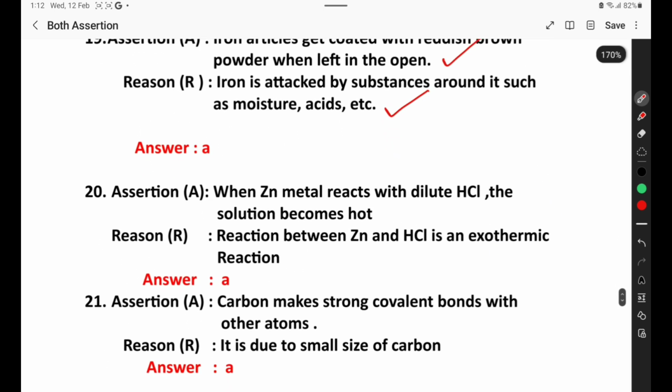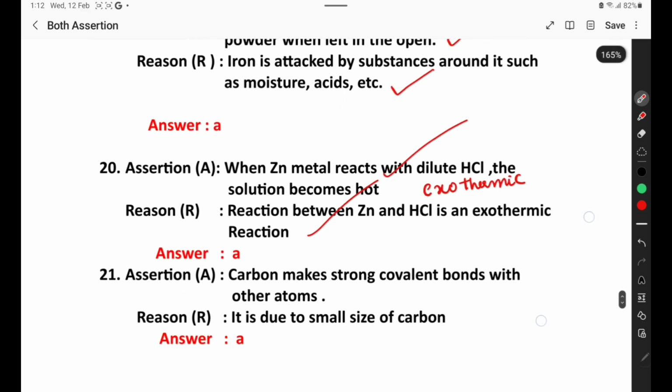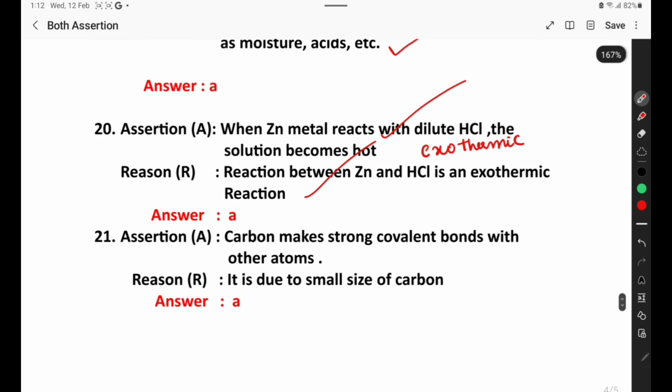Then, when zinc metal reacts with HCl, the solution becomes hot. We know the reaction of zinc with HCl is an exothermic reaction. Because of this, the solution will become hot. So this is a correct statement. Reaction of zinc and HCl is exothermic. So assertion and reason both are correct and reason is the correct explanation of assertion. So our option is A.